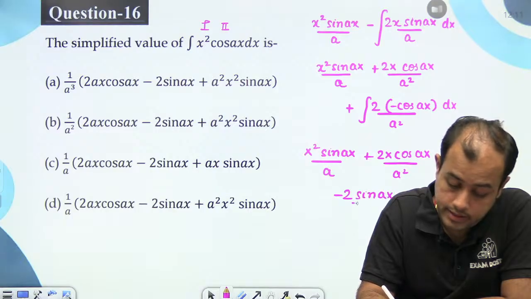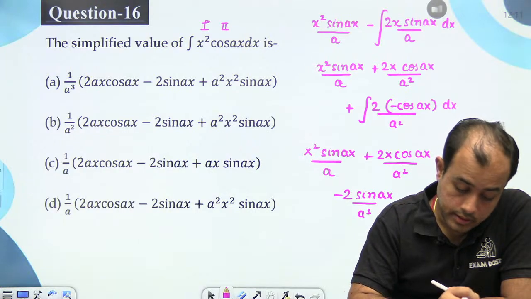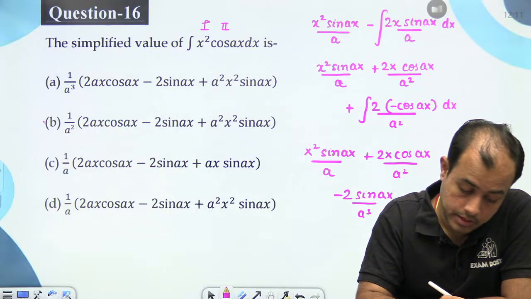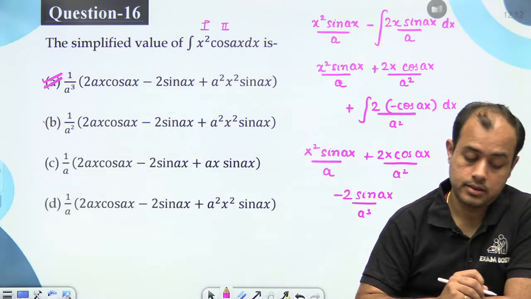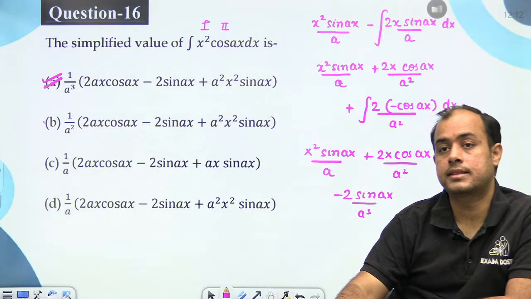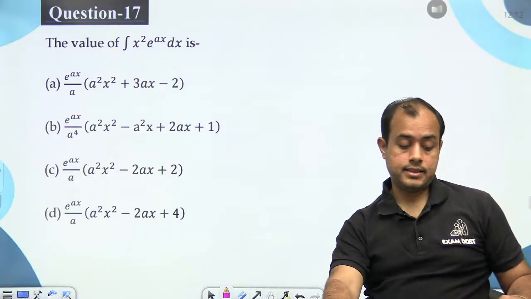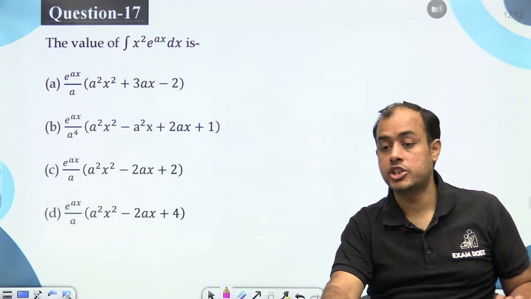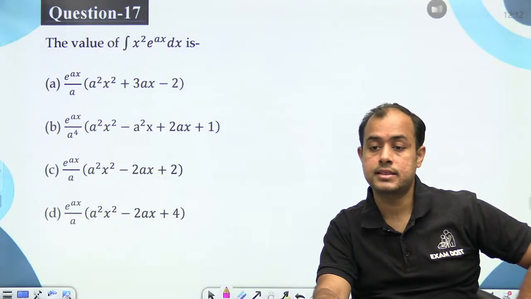Minus 2 sin ax by a cube. 2ax cos ax, 1 by a cube, a square sin square. So answer is A. The answer is A. By parts integration. Try this. Again integration by parts.